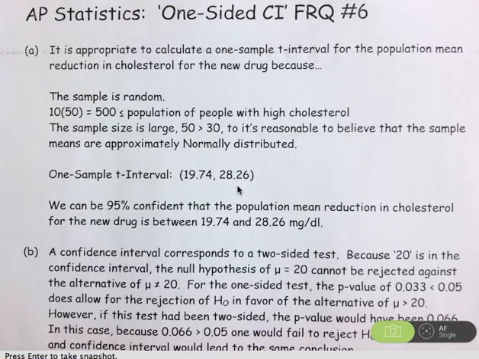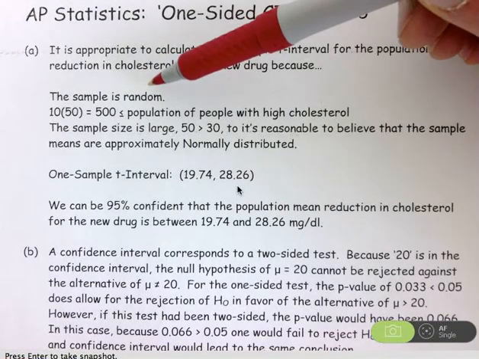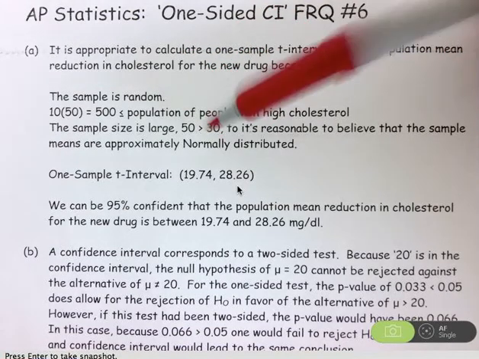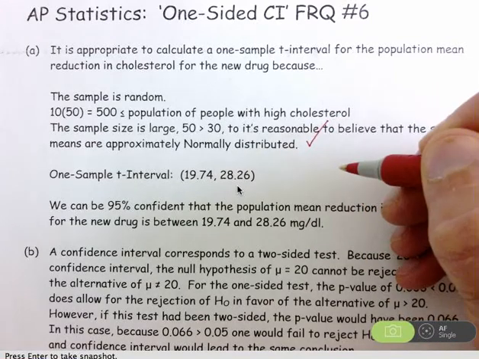Something to think about though, in terms of the rubric: in order to get credit, in order to get essentially correct on this part of the question, you have to do 4 things. You have to make sure you check your conditions. So we have a random sample, we have our independence condition, and we have our normality condition. So it's important that you check your conditions.